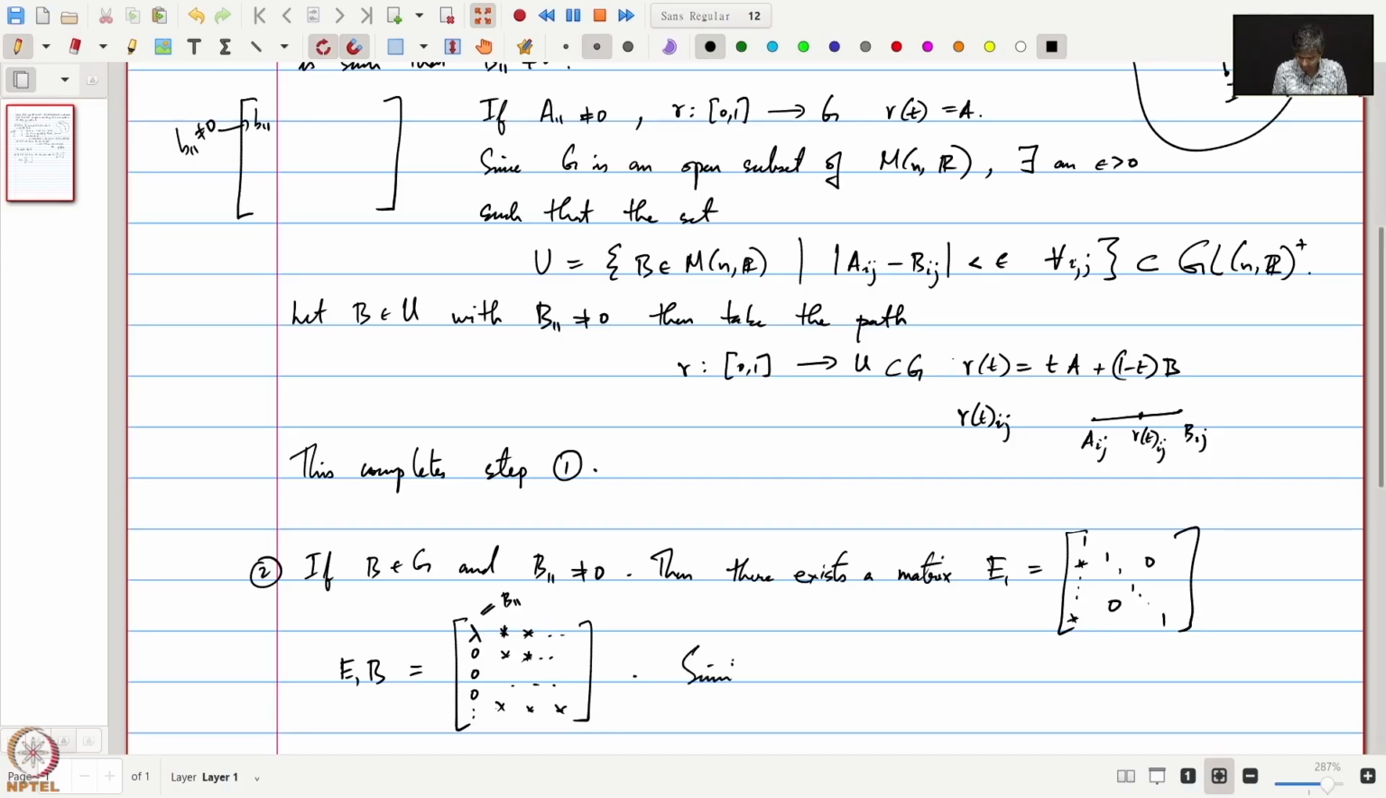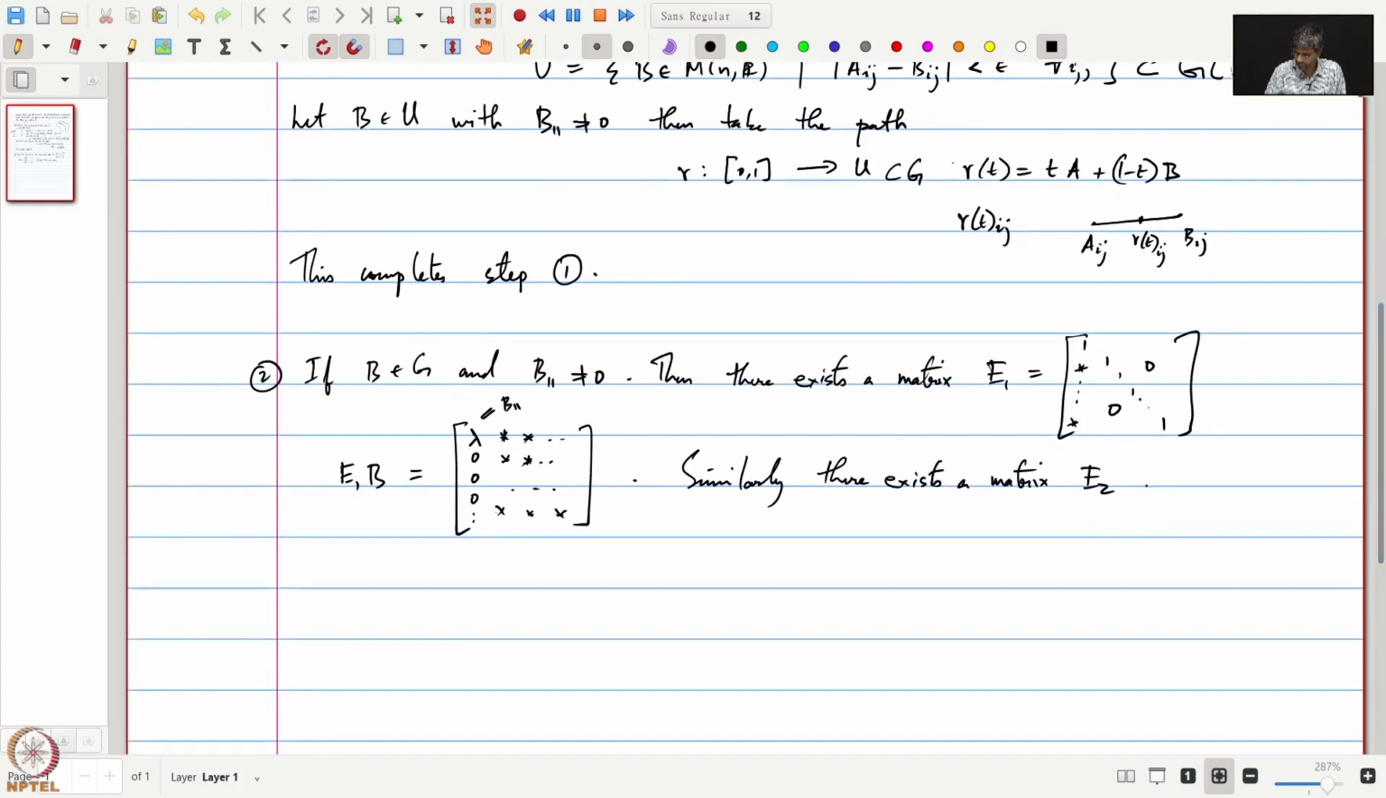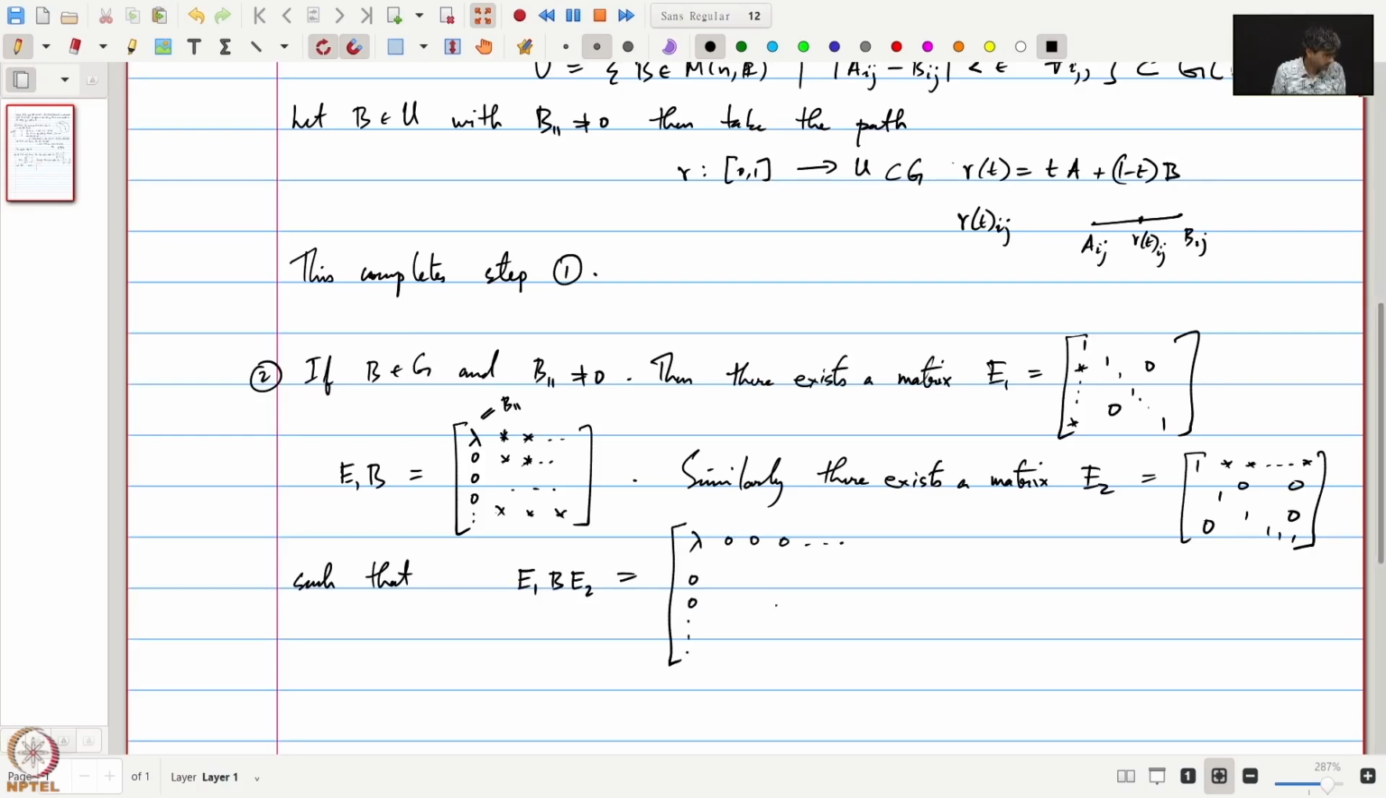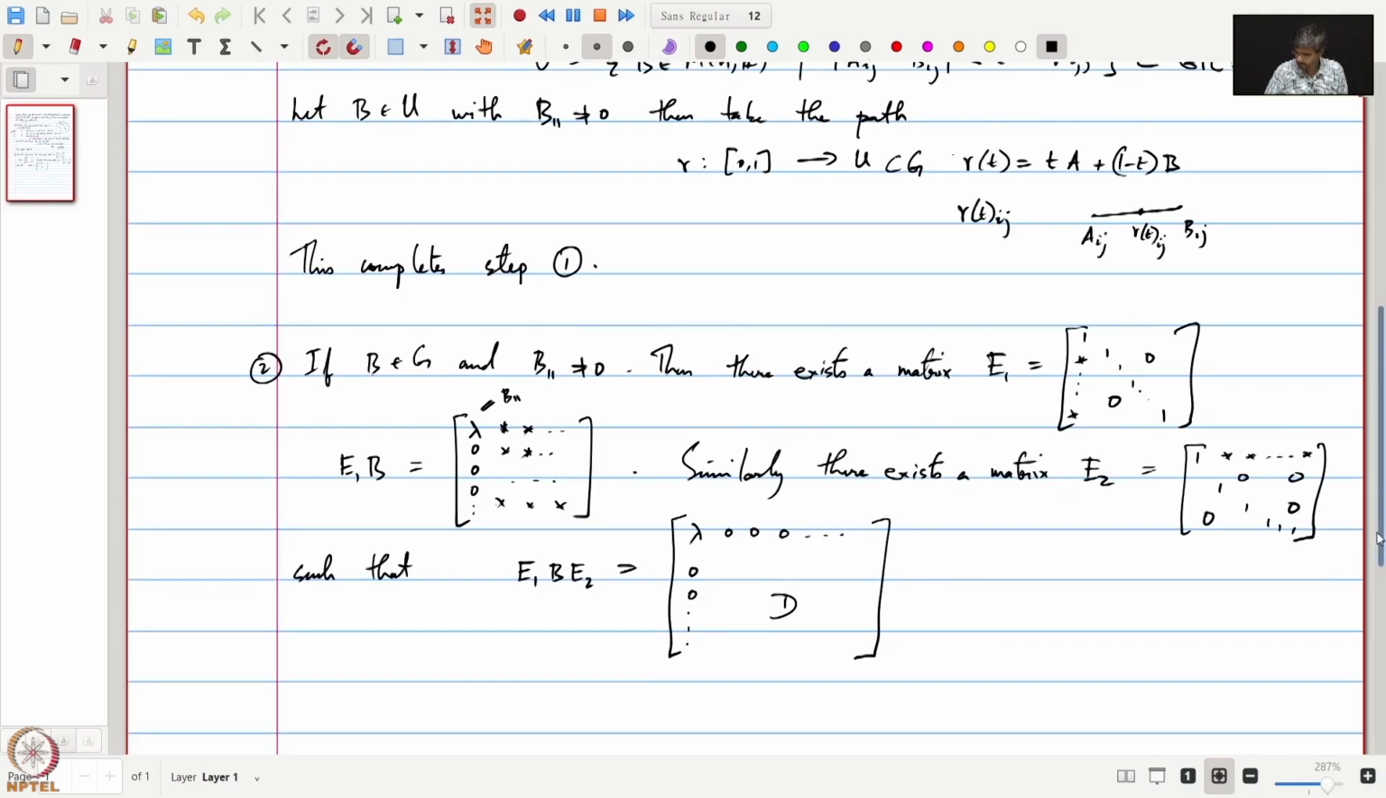Similarly, there exists a matrix E2 of type 1, where the first row is of this type, in the diagonal we have 1s and all the other entries are 0, such that E1 B E2 is of this type: lambda, all the other entries in the first row are 0, all the other entries in the first column are 0, and here we have a matrix D. Okay. So, we consider this map.